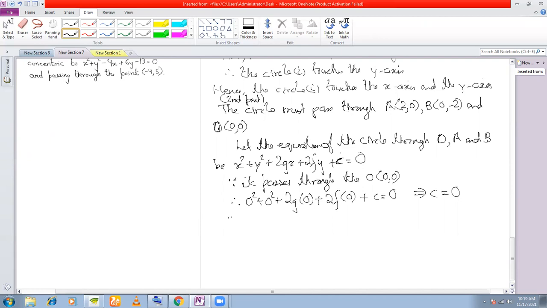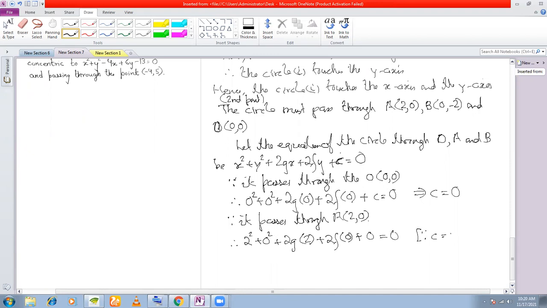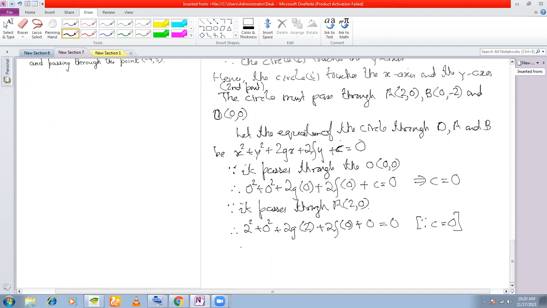Okay, next is, since it passes through A (2, 0), therefore 2 square plus 0 square plus 2g into 2 plus 2f into 0 plus 0, because c is equal to 0, is equal to 0. We have put the value of c. No point working with c because we have already got the value. So from this you will get 4g plus 4 is equal to 0. That means you'll get g is equal to -1.